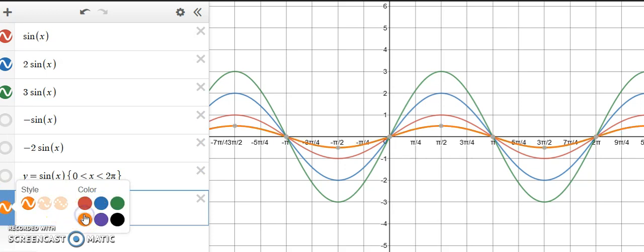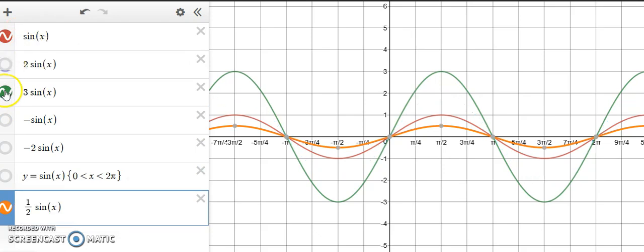Let's make that one orange. Okay, so the orange one you can see here, that's 1/2. So 1/2 out front is going to make the height smaller. So there's our orange with the 1/2. This number out front here is going to change the height of the graph.